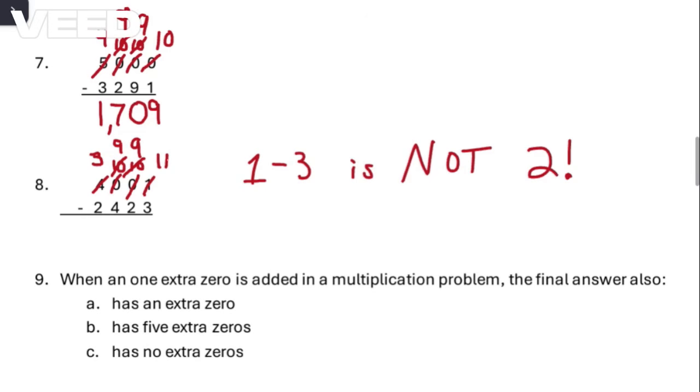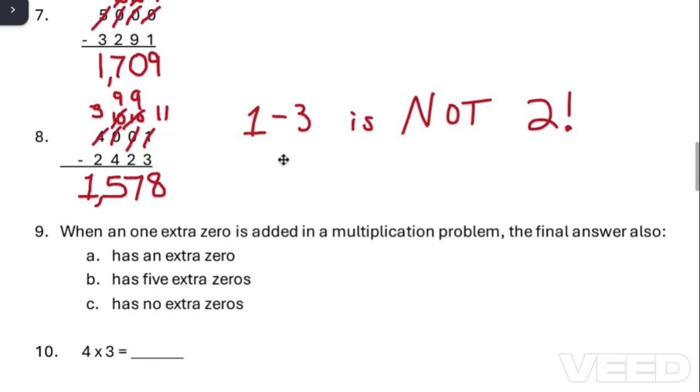11 minus 3, class, is what? 8. Very good. 9 minus 2 is 7. Very good. 9 minus 4 is what, class? 9 take away 4? Well done. It is 5. And 3 take away 2 is? Yes, it is 1. Let's go ahead and add our comma. And our answer to number 8 is 1,578.